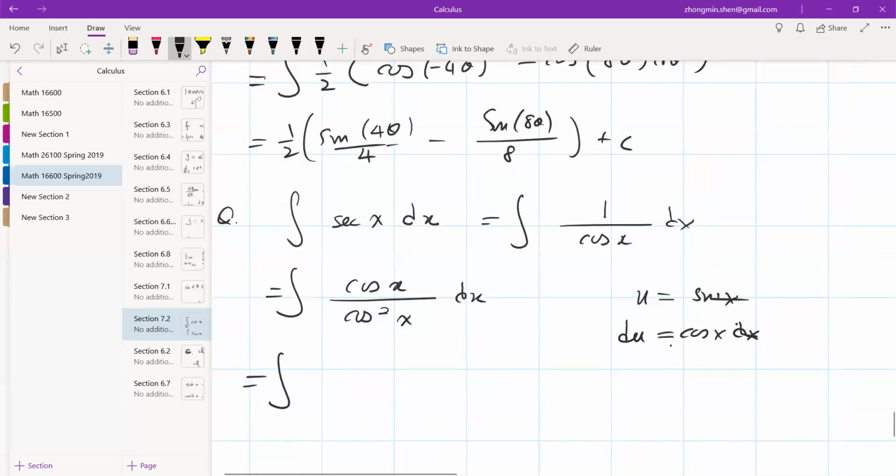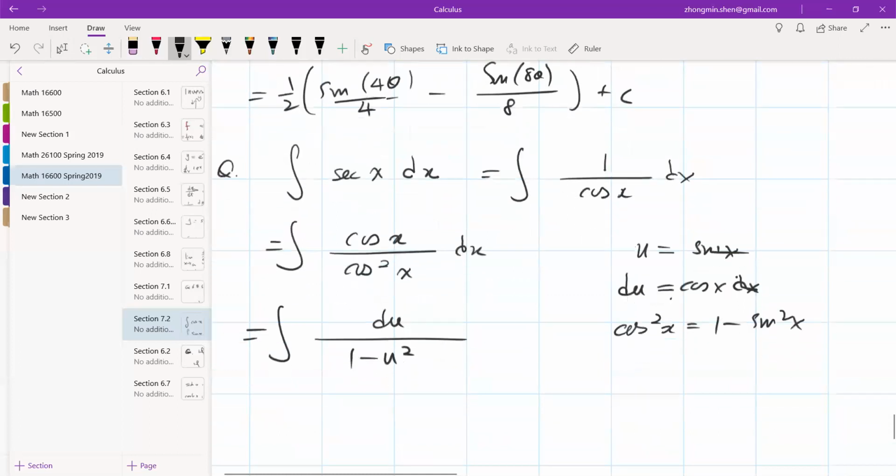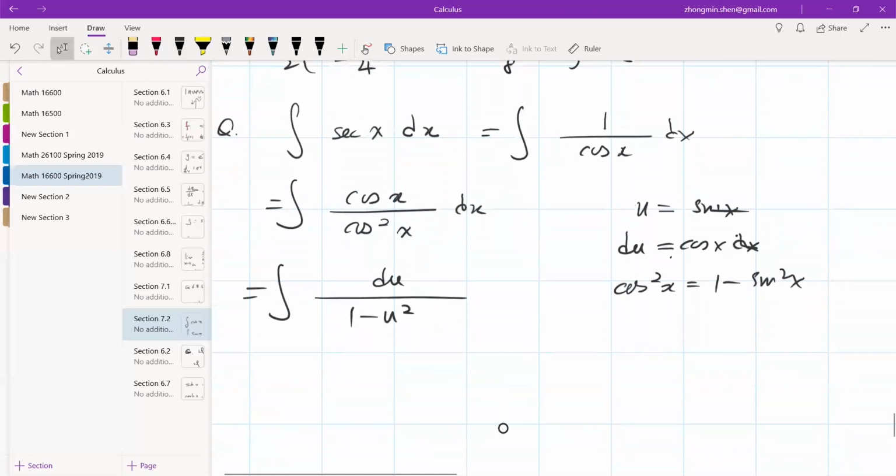All right, so we get du. And how about the denominator? Cosine squared x is 1 minus sine squared x. So 1 minus u squared. It's not too bad. Okay. And there is a formula already there to evaluate this integral. Otherwise, you can try and do it by yourself.